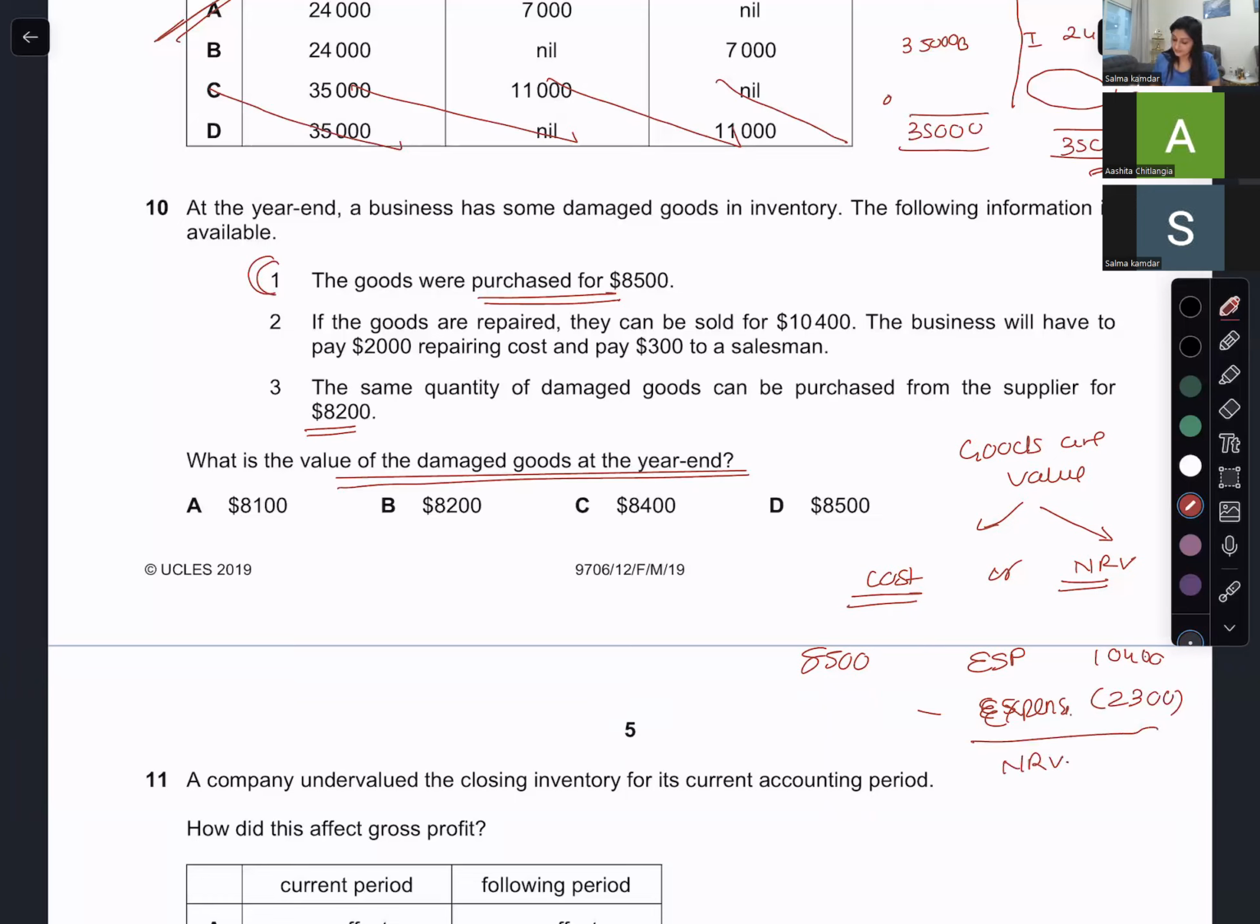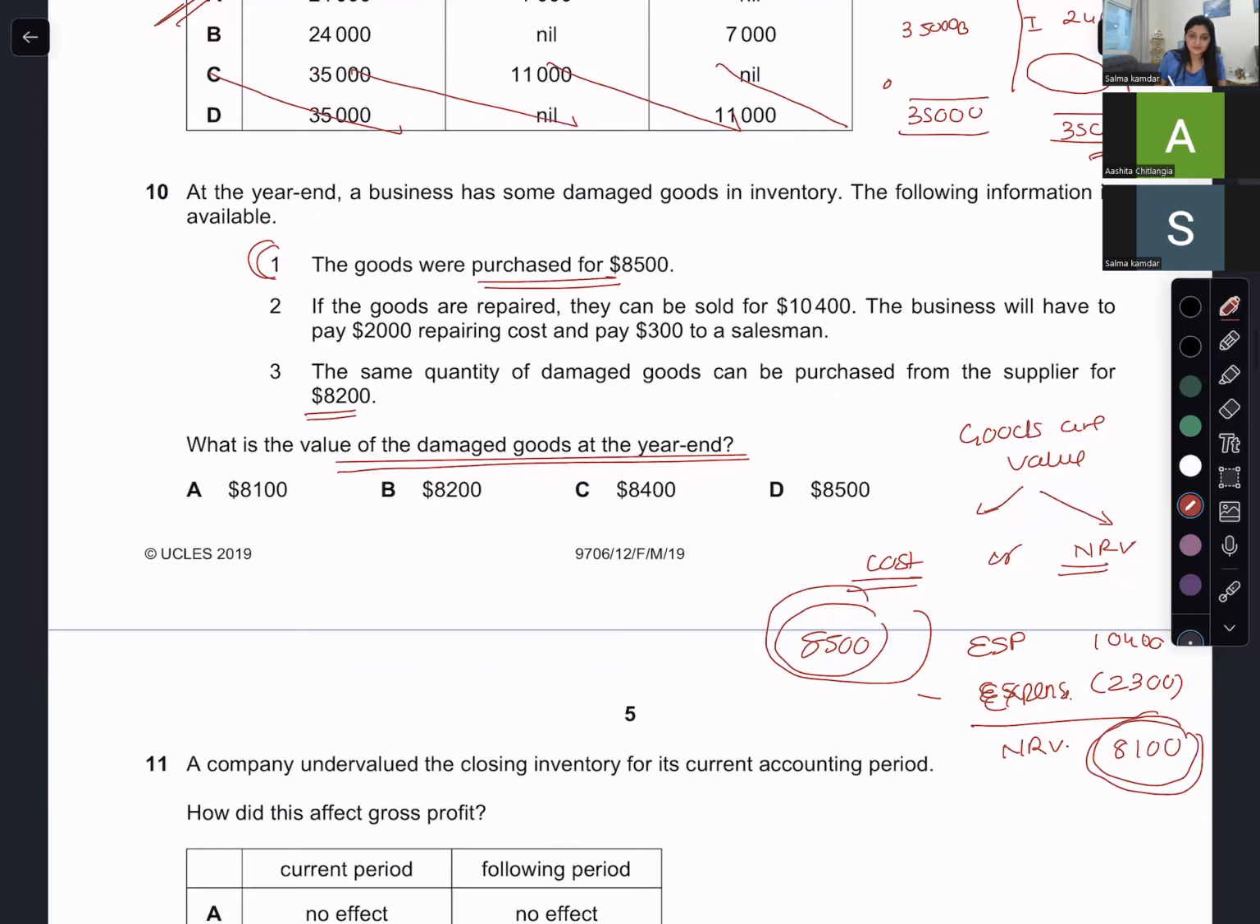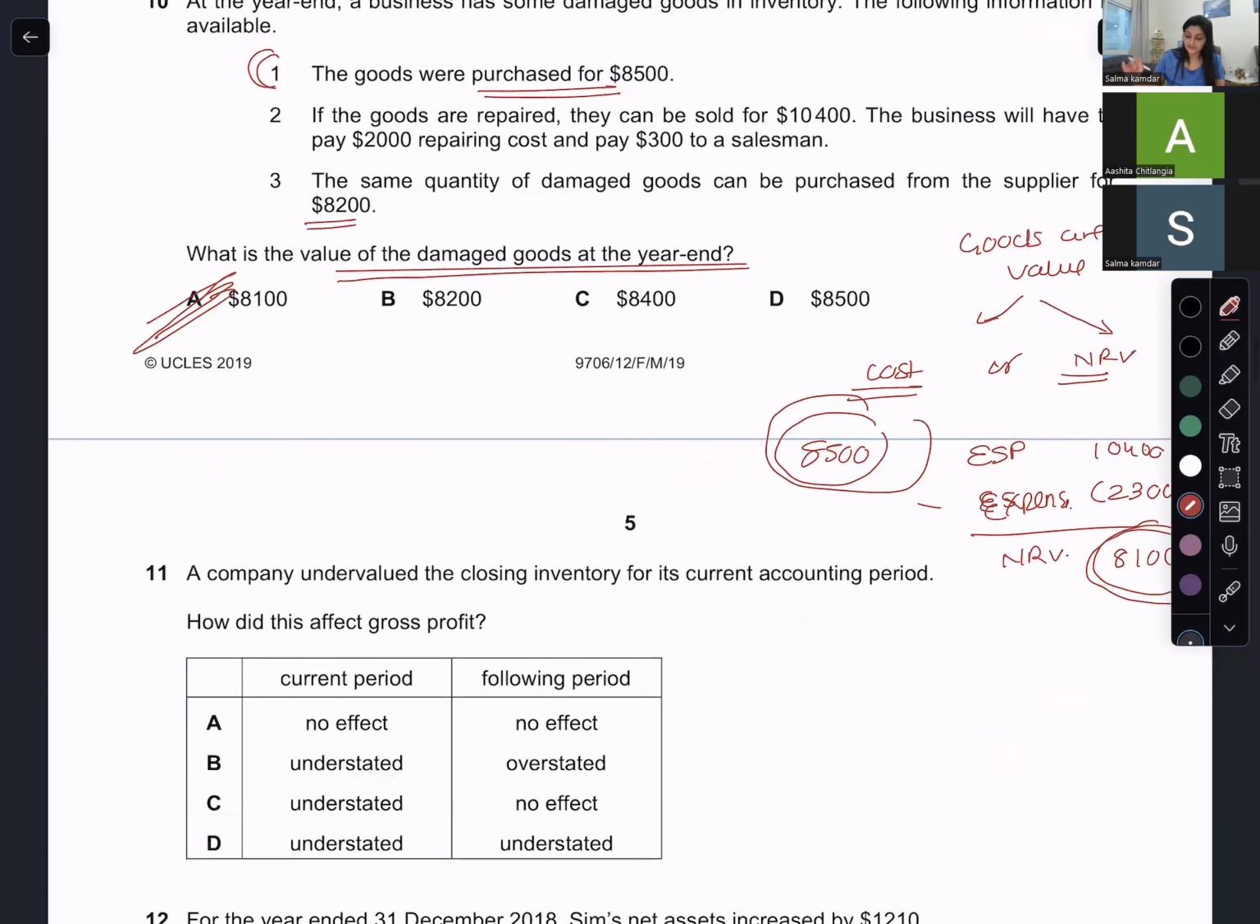8,100. So cost or NRV, whichever is lower. NRV is lower, so the value of inventory is 8,100. Next one.